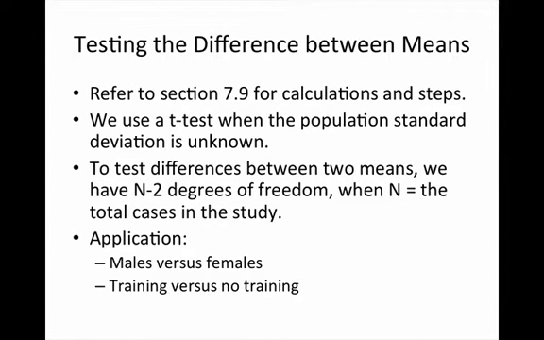All right. The objective of this lecture is to teach you how to test the difference between means using a t-ratio. And I'd like you to please refer to section 7.9 of Revel for the calculations and the steps. For now, I want to let you know that we use a t-test when the population standard deviation sigma is unknown. And when we're testing for differences between the means, we have n minus 2 degrees of freedom, where n equals the number of total cases in the study.